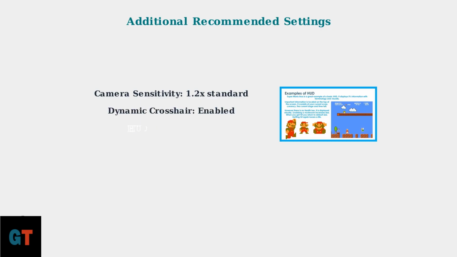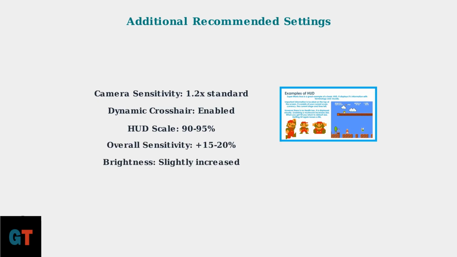Use a dynamic crosshair for better target acquisition and set your HUD scale to 90 to 95% for improved visibility without cluttering the screen. Finally, increase your overall sensitivity by 15 to 20% to compensate for camera lag and adjust brightness settings as third-person mode can appear slightly darker.